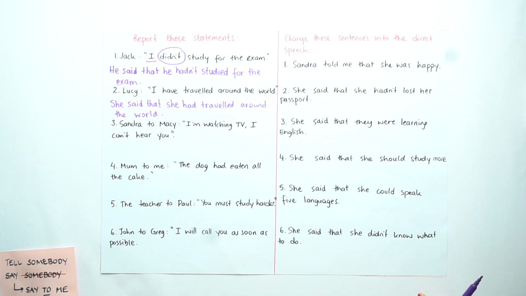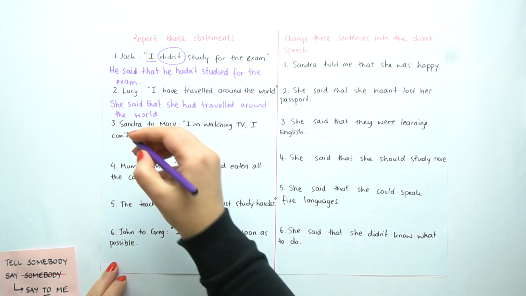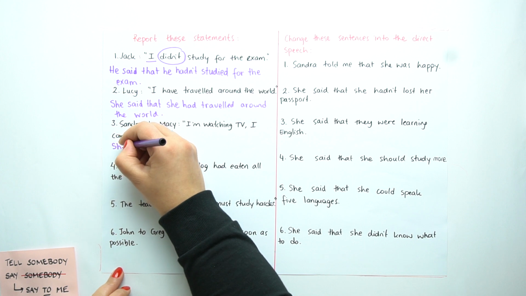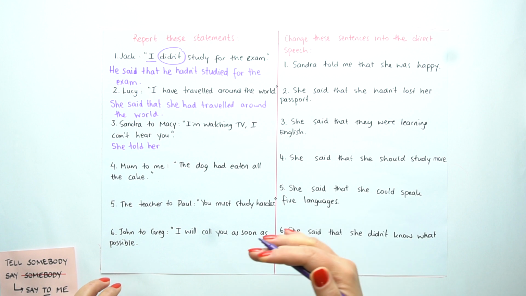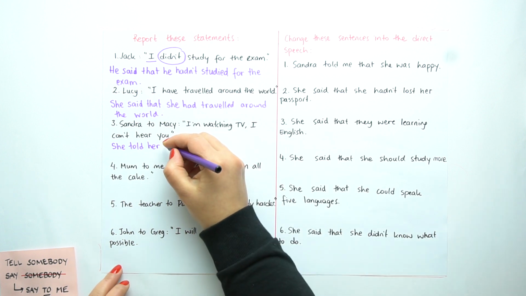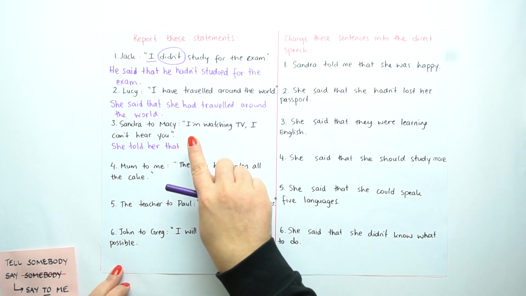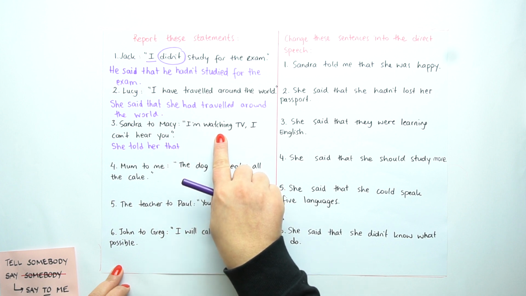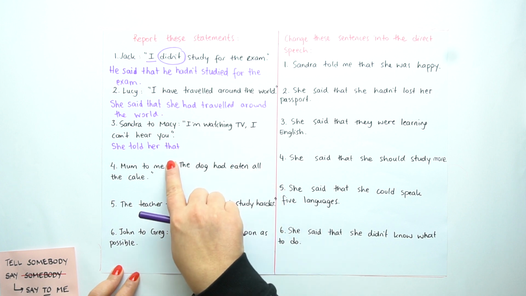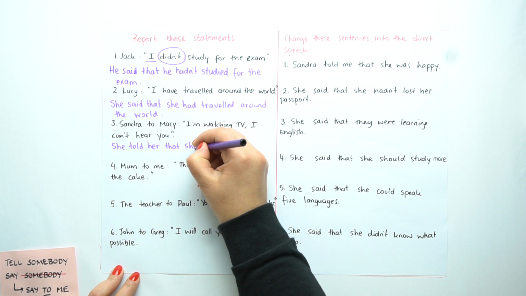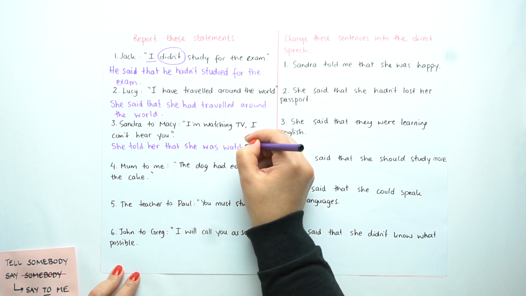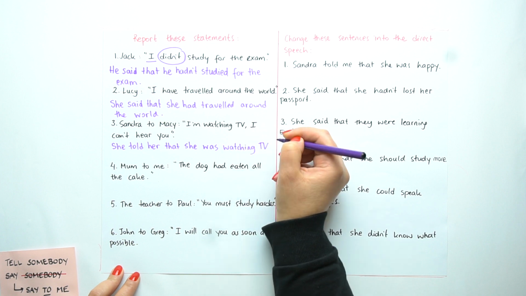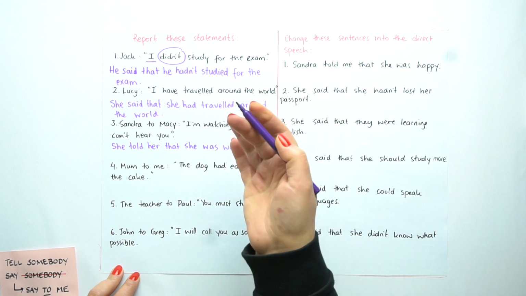Sandra says to Macy, I'm watching TV, I can't hear you. So she told her, or you can say she said to her, that present continuous becomes past continuous. So she was watching TV and that she couldn't hear her.